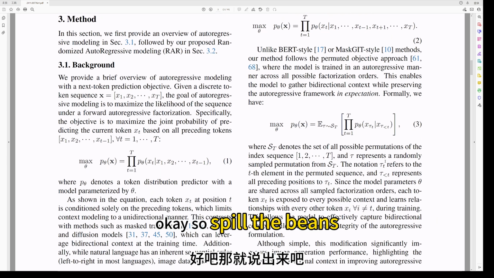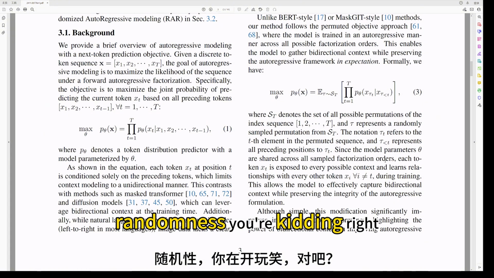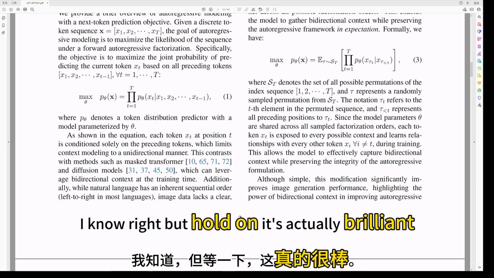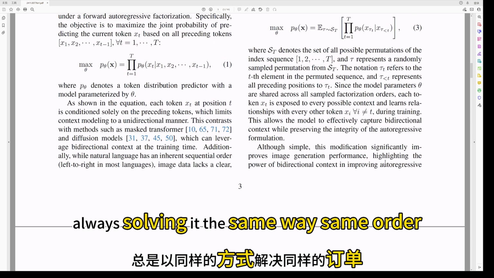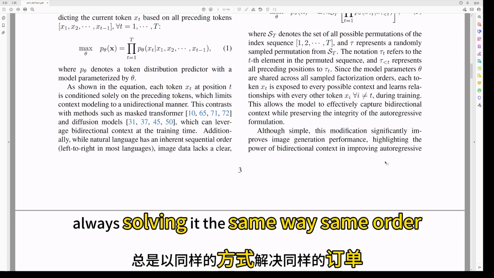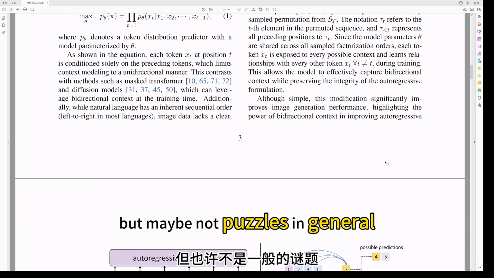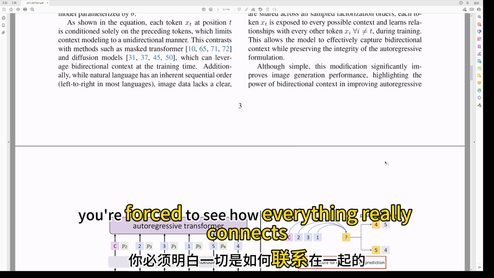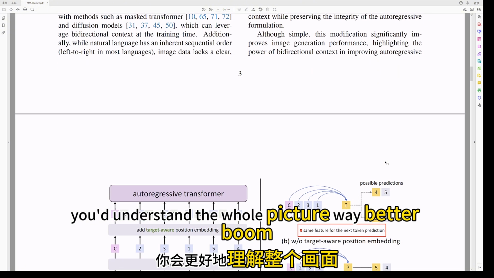Okay, so spill the beans. What's RAR's secret weapon? Randomness. Randomness. You're kidding, right? That sounds like it'd make things more confusing. I know, right? But hold on, it's actually brilliant. Imagine you're learning a jigsaw puzzle, always solving it the same way, same order. You'd get good at that specific puzzle, but maybe not puzzles in general. Right. But now shuffle those pieces up every time. You're forced to see how everything really connects. You'd understand the whole picture way better.